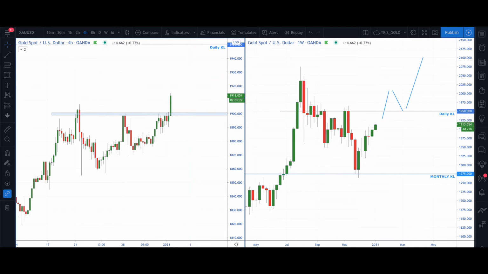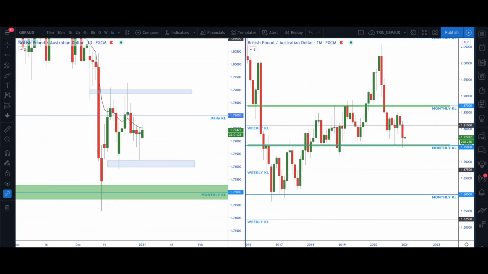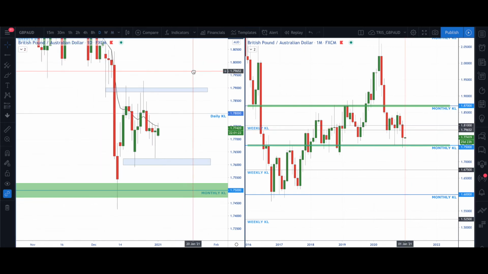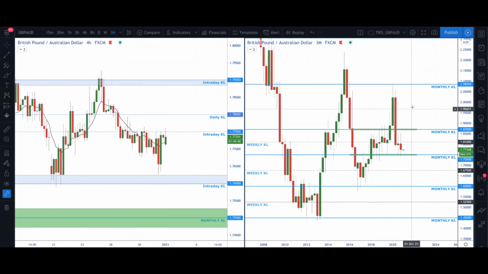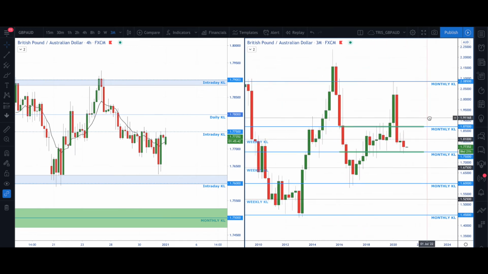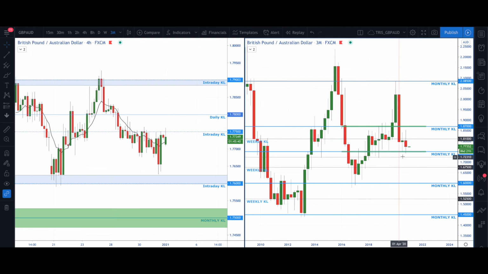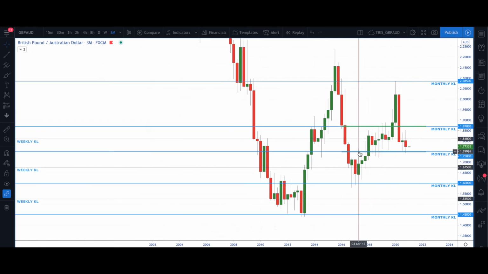And last but not least, I'm going to do an outlook on GA, the pound Aussie, which is one of my favorite currency pairs. Starting on a quarterly chart, the 3-month time frame. So we want to focus on this region here, the most recent price action. So I'll just expand this chart.